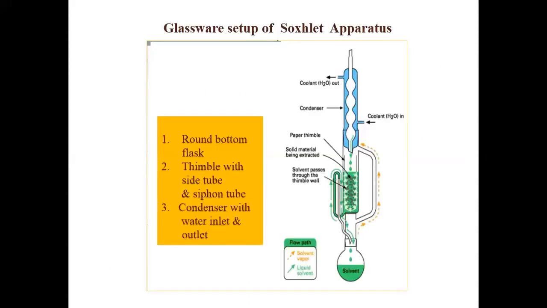Here is a glassware set-down of Soxhlet apparatus. Soxhlet assembly contains three important glasswares. The first is a round bottom flask. Second, a thimble with a side tube and siphon tube, and a condenser with a water inlet and water outlet.